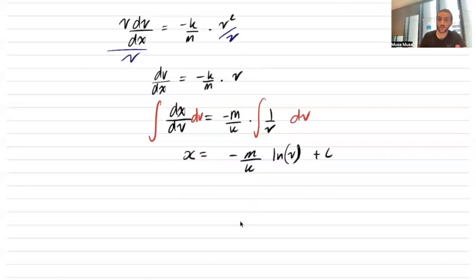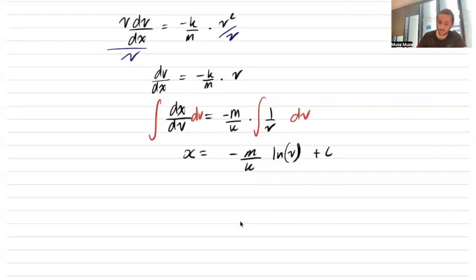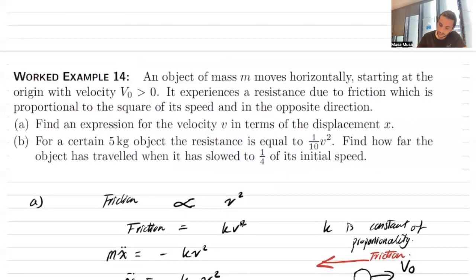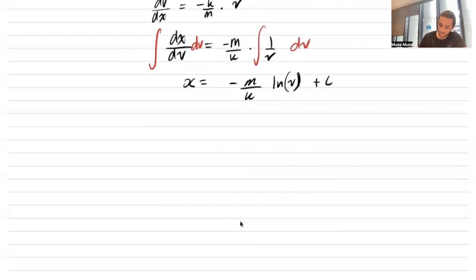So now we got to find the c. We go back to this. It says starting at the origin with velocity v0. So at t equals 0, x equals 0, and v equals v0. So let's sub that in. 0 equals minus m on k ln of v0 plus c. That means c equals m on k ln of v0.